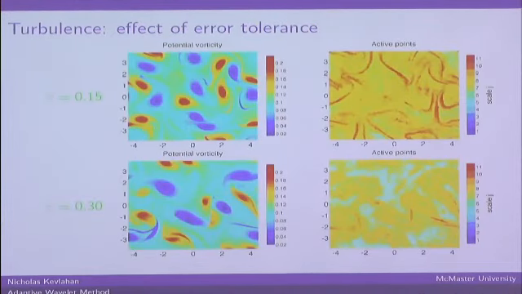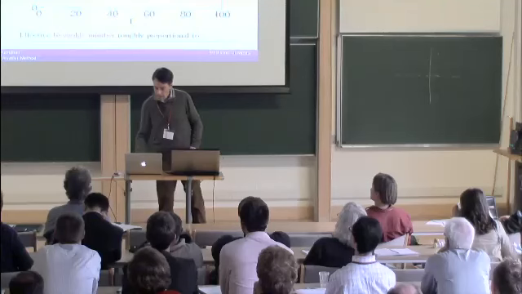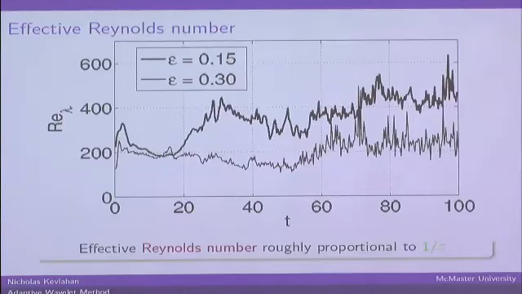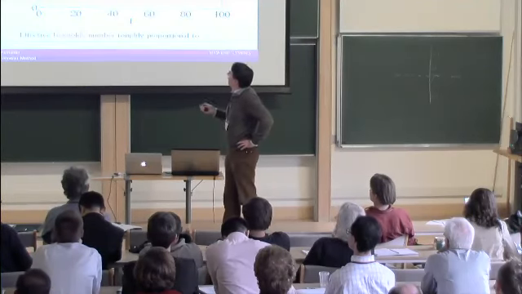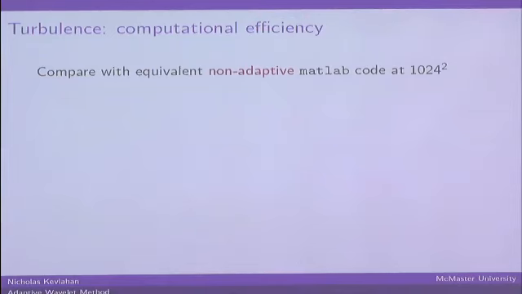These figures just show the effect of changing the threshold. Effectively, increasing epsilon increases the dissipation. Skip over that. And you can define an effective Reynolds number based on this dissipation in order to gauge how turbulent the flow really is. So what's happening is that the adaptivity removes weakly energetic features at any scale. So that corresponds to a coarse graining, which is a form of dissipation. And this shows that this Reynolds number is proportional to 1 over epsilon.